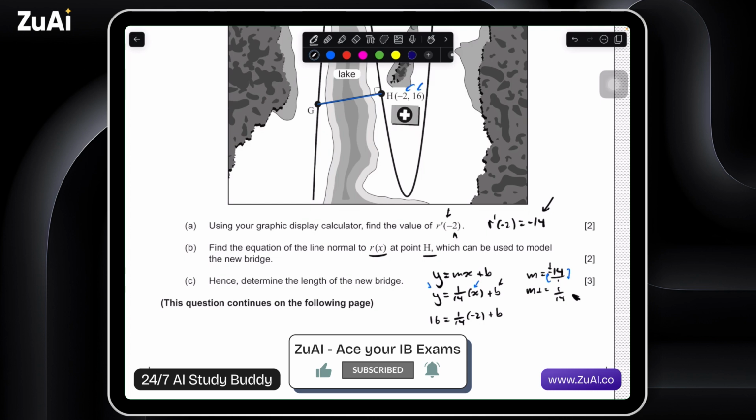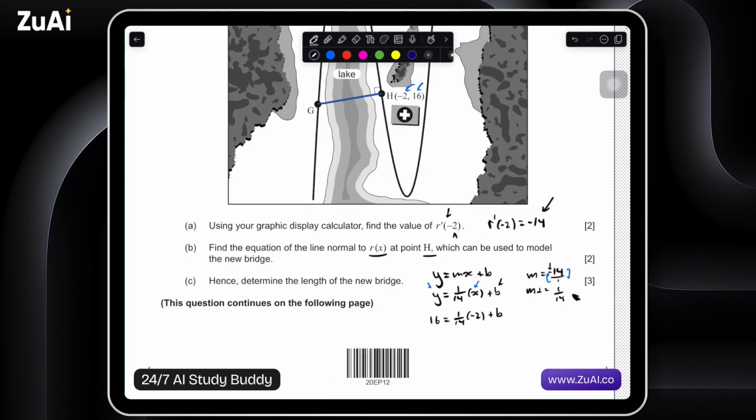Negative 2 over 14, plus 16. Okay. As a decimal, b would be equal to 16.1428, and so on, or 16.1. As a fraction, it's equal to 113 over 7. So let's write it out. Y is equal to 1 over 14x plus 113 over 7. And if you want to write the decimal equivalent for both, that's perfectly fine as well, just 3 sig figs.